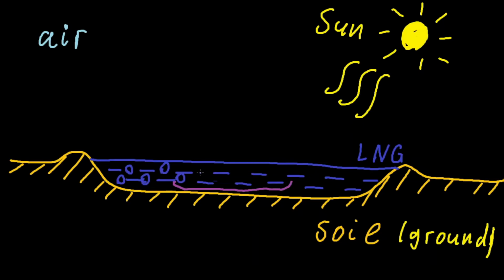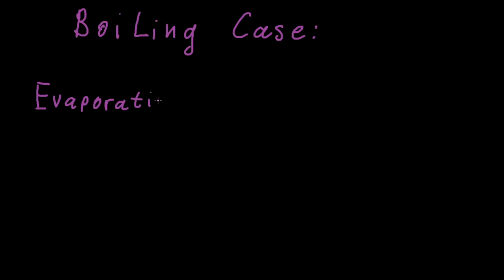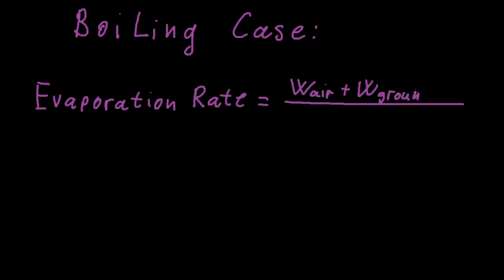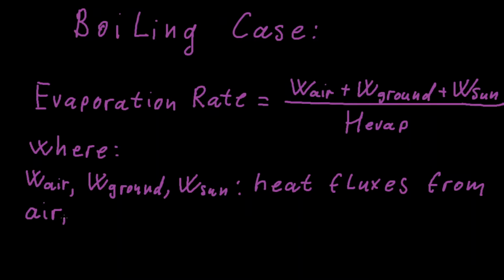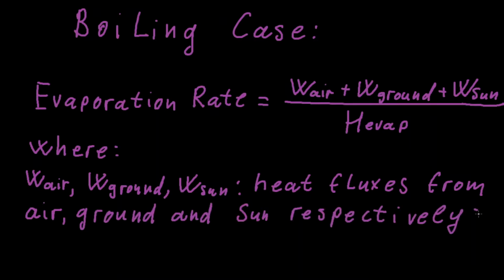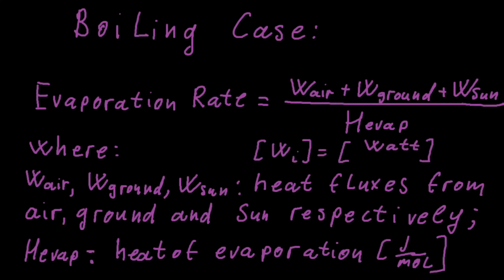It needs to be mentioned that there exist two possible ways of evaporation: boiling, and evaporation under a temperature lower than the boiling point. When the liquid in the spill is boiling, then the amount of heat going into the liquid pool from ground, sun and air determines the evaporation rate, where W air, W sun, W ground are heat fluxes from air, sun and ground respectively. H evap is the evaporation heat.